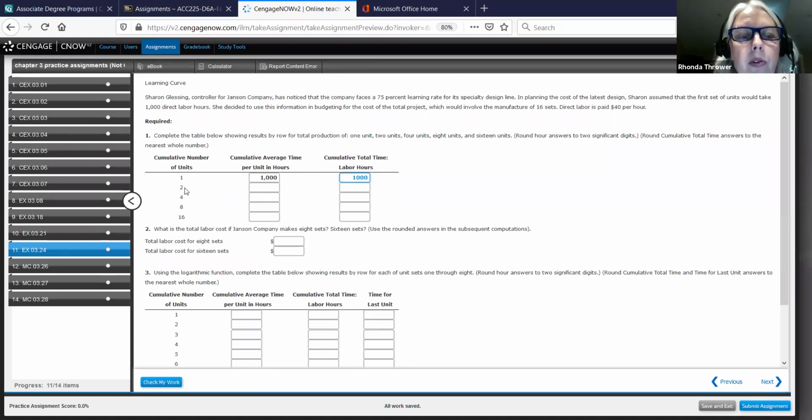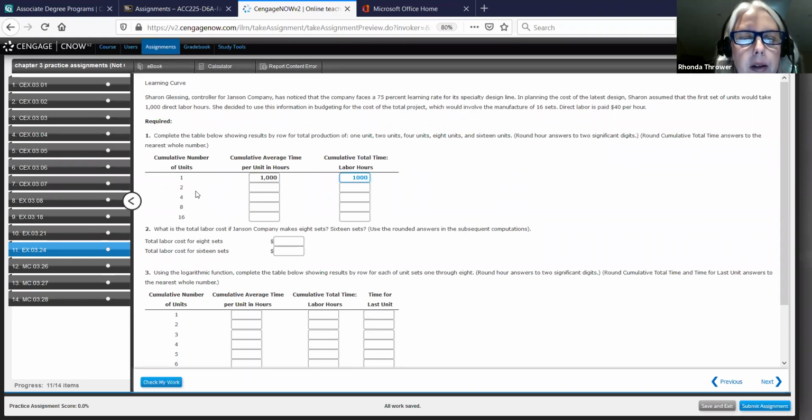Now, what happens with cumulative number of units is we double the units. Notice we went from 1 to 2, we doubled it to 2, and we're going to put down the information for that. Then we're going to double it again to 4 units, and we'll double it again to 8 units, and we'll double it again to 16 units. So each time we're showing that the units are doubling.